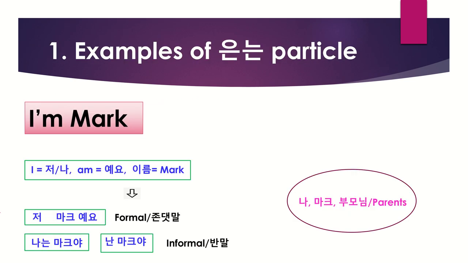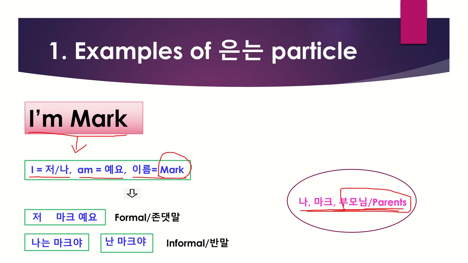Okay, alright, example 1: I am Mark. Let's break down the sentence. I is 저 or 나, am is 예요, 이름 Mark. 이름 Mark. Okay, 나, Mark, 부모님 means parents, alright? But the name Mark, right? Where did the name Mark come from? 부모님. Okay? Now, Mark and 부모님 are not separated units, but they are interconnected. Alright?